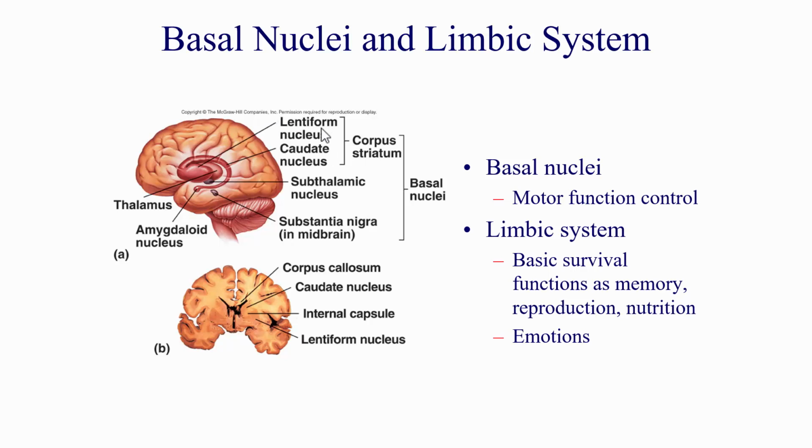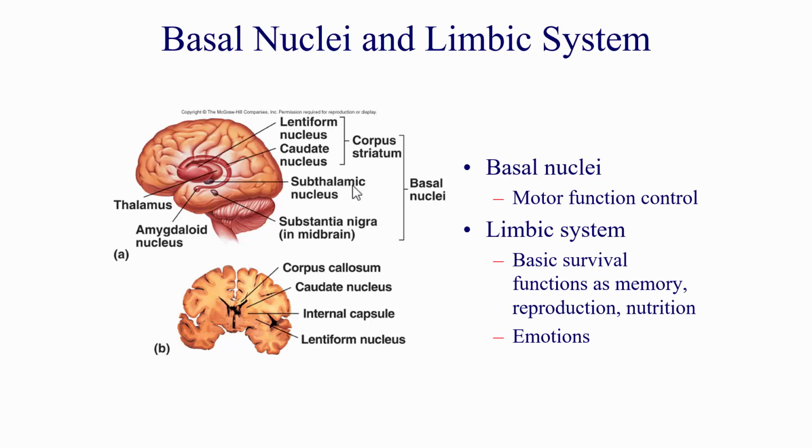Lentiform. What is a lentil? It's a little bean, right? Well, look. Looks like a lentil. Put it in some water, it sprouts. And then we have the caudate nucleus. And then that comes around, and you have the amygdaloid nucleus as well. But so that's the basal part of the basal nuclei, the corpus striatum portion.